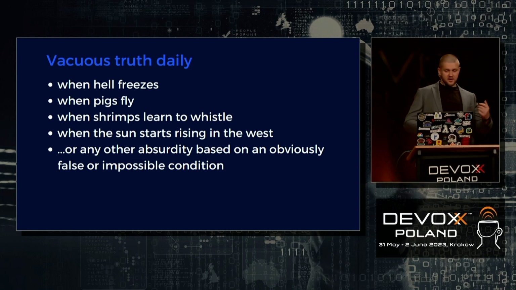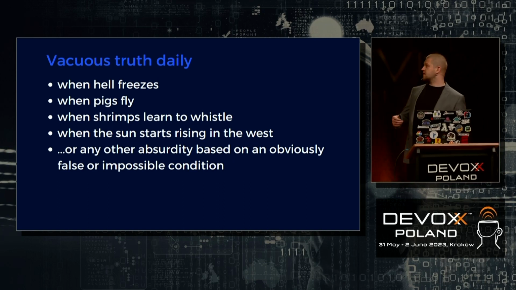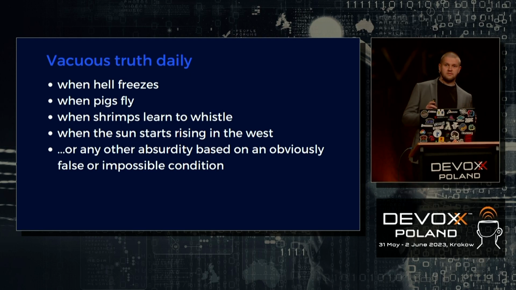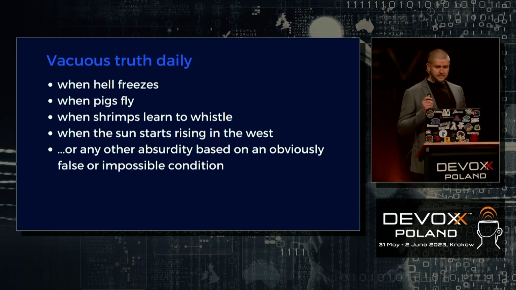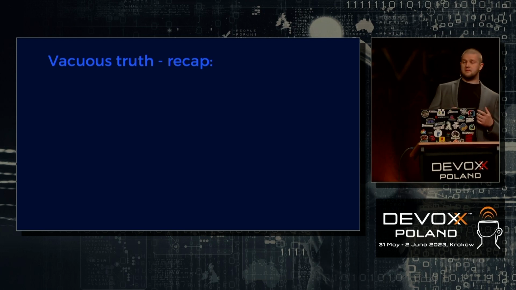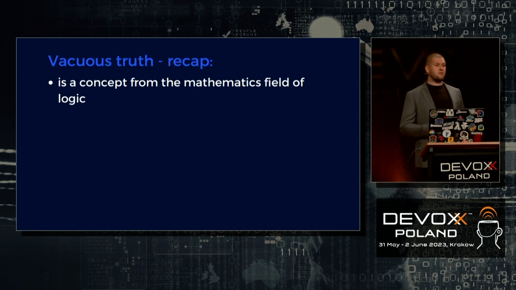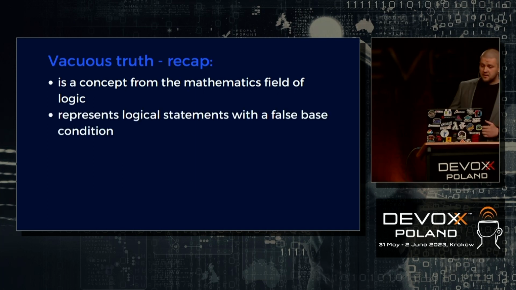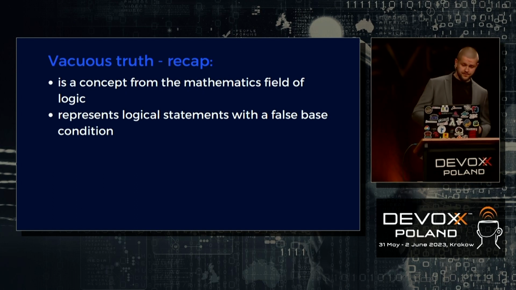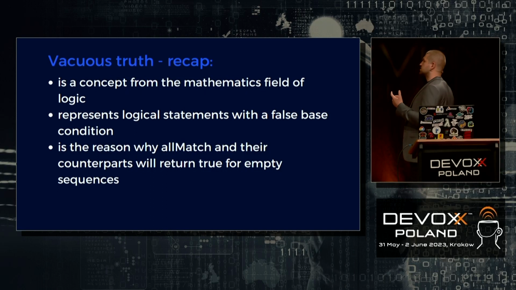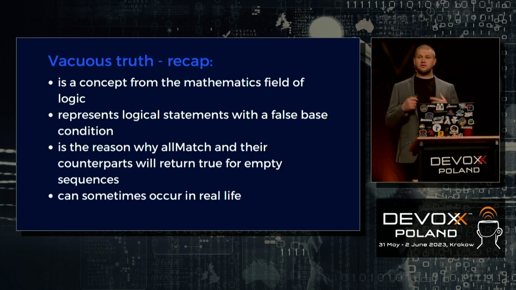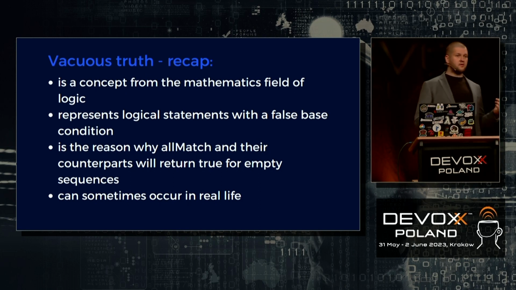And I'm making quite an educated guess as for now. I believe that each language has its own set of such statements in common speech. I didn't check it, but I'm guessing. Vacuous truth, the recap. Just remember that such a concept exists. It originates from the branch of mathematics known as logic, and represents logical statements that are evaluated as true because they have a false base condition. And it is the reason why allMatch and its counterparts will return true for empty sequences. And as you could see a moment before, it can sometimes occur in our daily life.